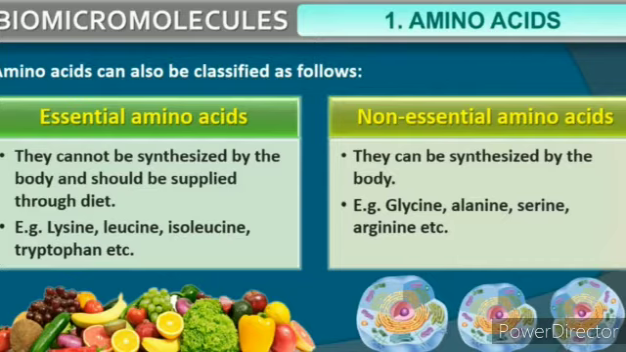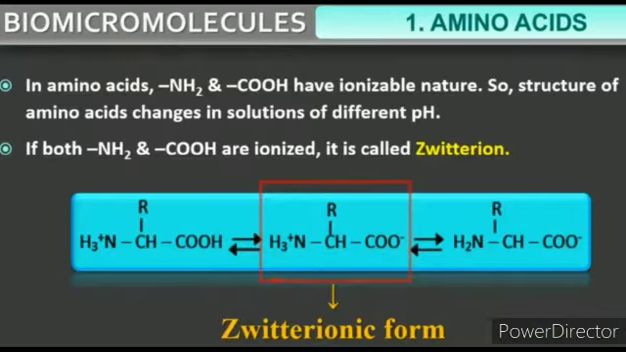In non-essential amino acids, they can be synthesized in the body. Example glycine, alanine, serine, arginine, etc. Amino acids have an ionizable nature, so the structure of amino acids changes in solutions of different pH. That is known as the zwitterionic form.